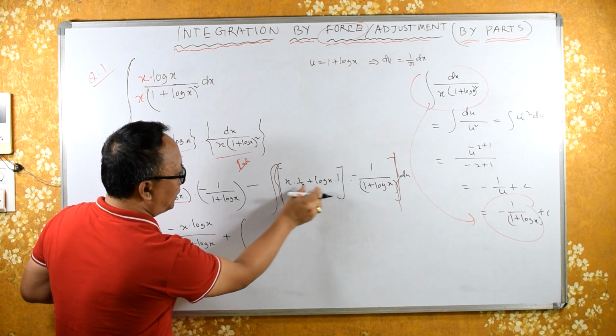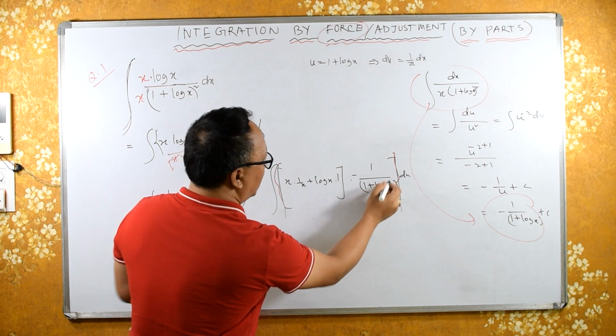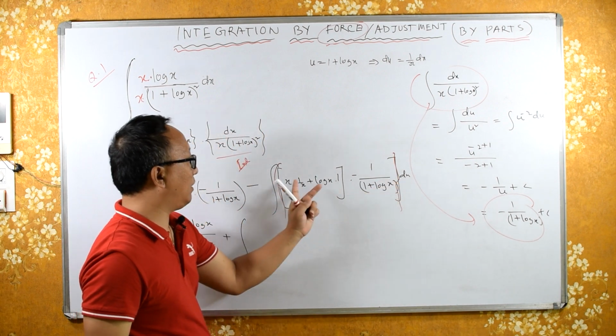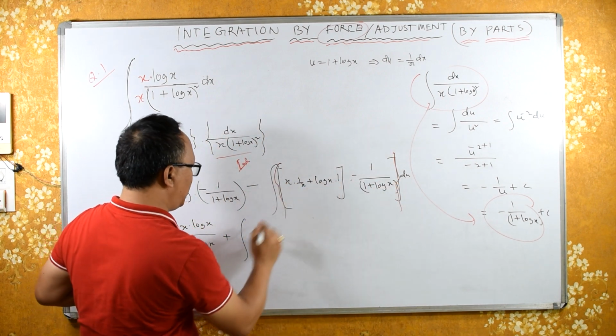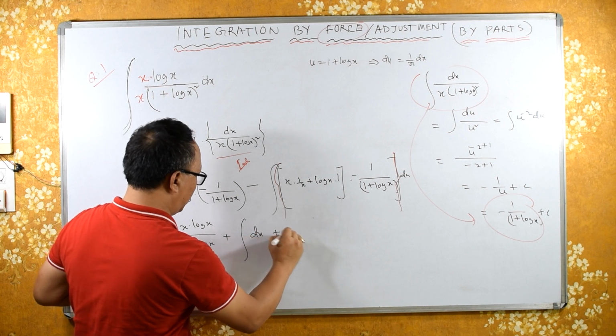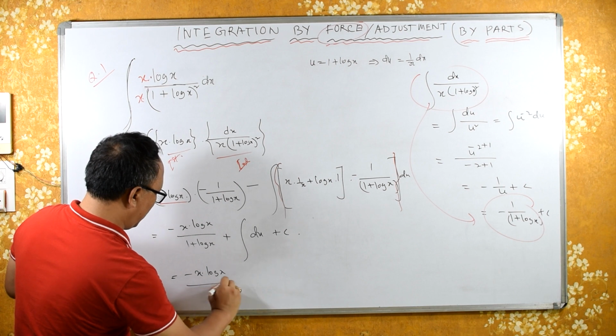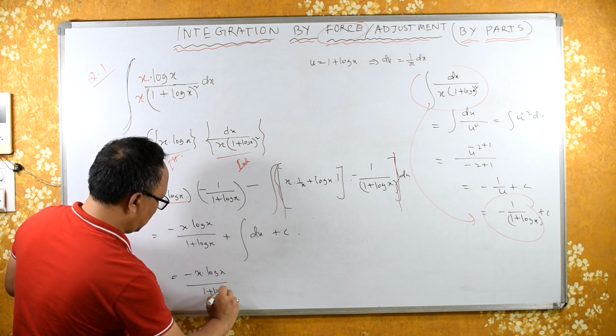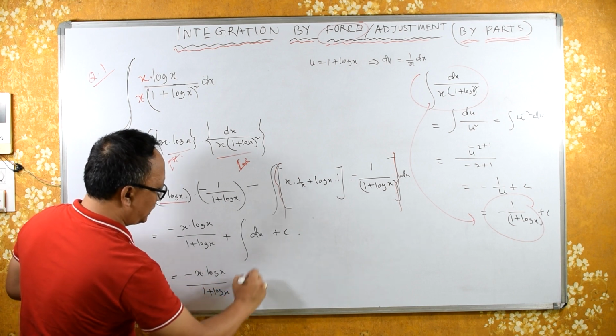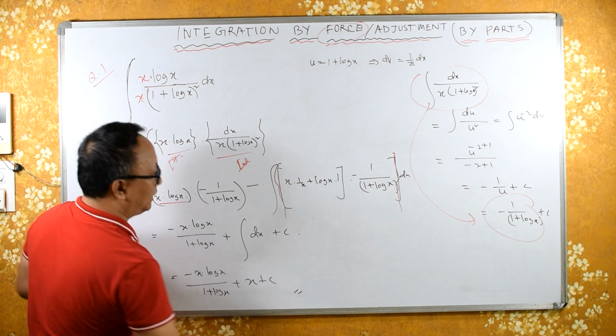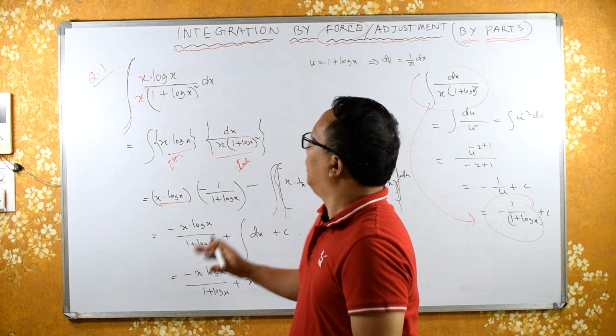Again here we have 1 plus log x, and here 1 plus log x gets cancelled, minus plus, dx, plus some constant. So we get minus x into log x upon 1 plus log x plus the integration of dx, which is x, plus some constant. This is the required answer.